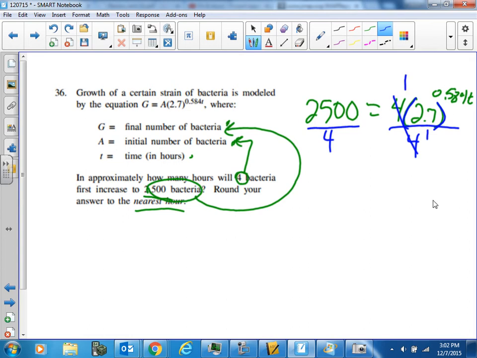And 2,500 divided by 4 is, I'm going to have to do that on the old calculator just to make it quick. All right, so that's 625 equals, hold on one second.